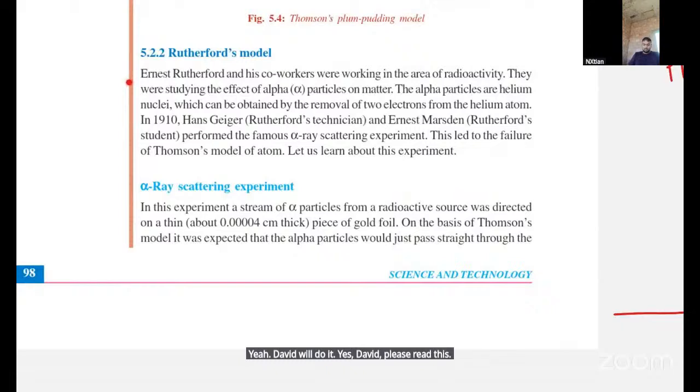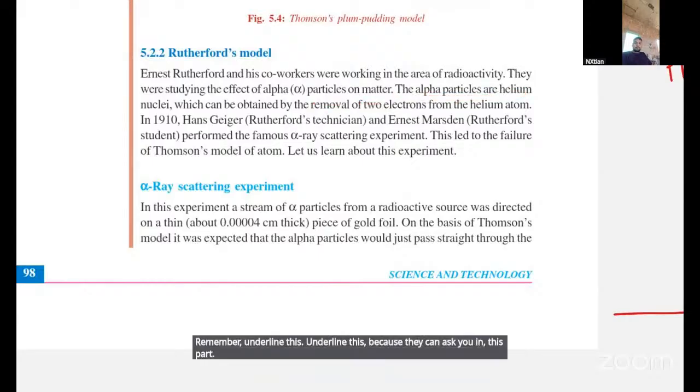Rutherford's model. Ernest Rutherford and his co-workers were working in the area of radioactivity. They were studying the effect of alpha particles on matter. The alpha particles are helium nuclei, which can be obtained by the removal of 2 electrons from the helium atom. Remember, underline this, because they can ask you in this part.